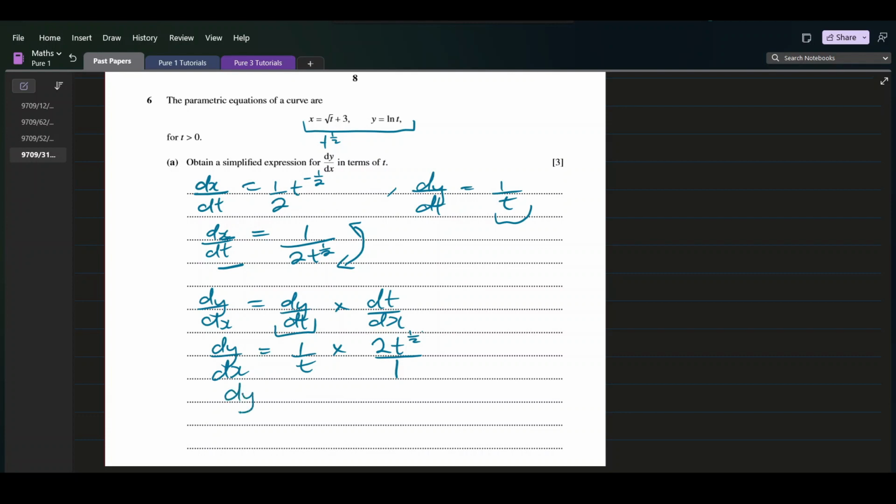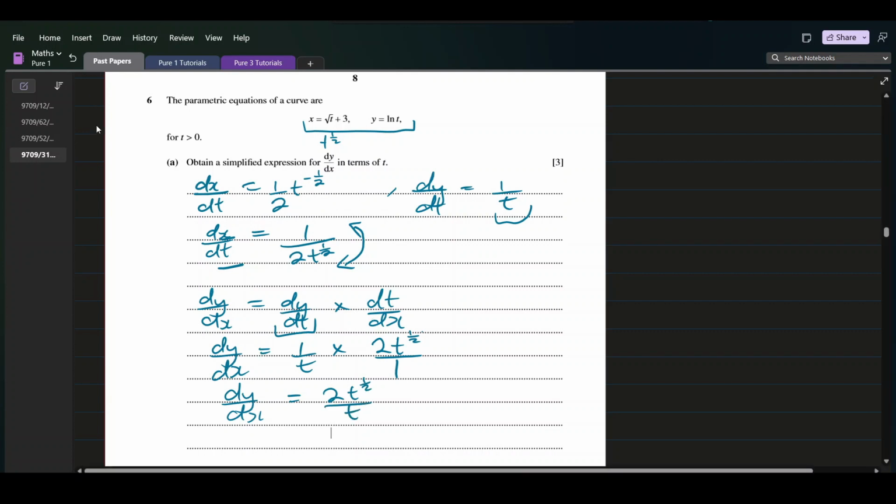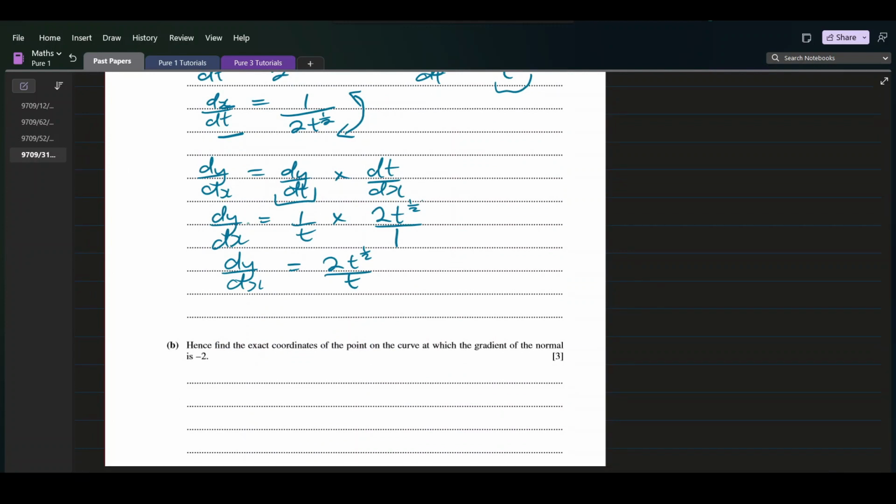So this becomes dy/dx is equal to 2t to the half over t. And using laws of indices, we can say half minus the 1 that's over here. So this results in 2t to the power negative half. And if we write it as a positive power, that's 2 over t to the half. And we can write t to the half as root t. So you can conclude that dy/dx is equal to 2 over root t.